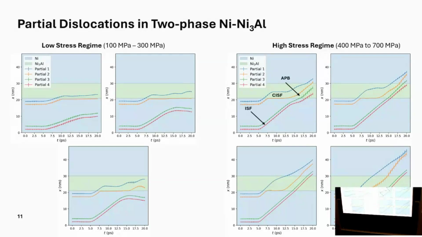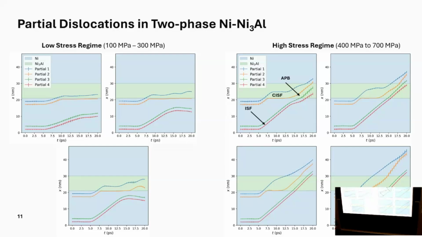Again, now we have 4 partial dislocations, so we have a trajectory corresponding to each of these. These shaded regions show our phase boundaries. And so at low stresses, we see that this leading dislocation gets trapped at the interface. And then as we apply a bit more force, we can drive the dislocations through the secondary phase.